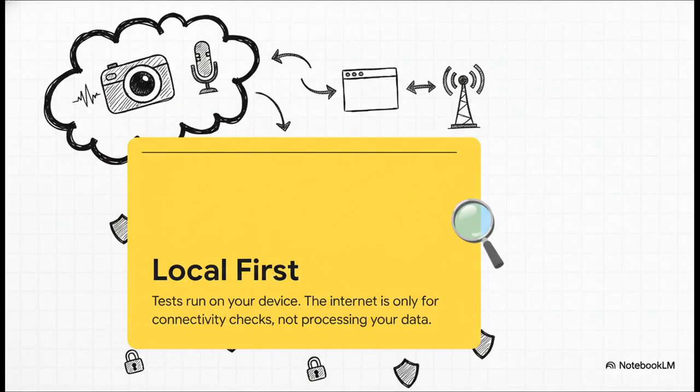So this whole thing is built on a principle called local first. And it's pretty simple, really. It just means all the heavy lifting, analyzing your camera feed, checking your microphone's waveform, it all happens inside your browser. The internet is only used for the stuff that absolutely has to use it, like a network ping test. The bottom line, your personal data stays personal.